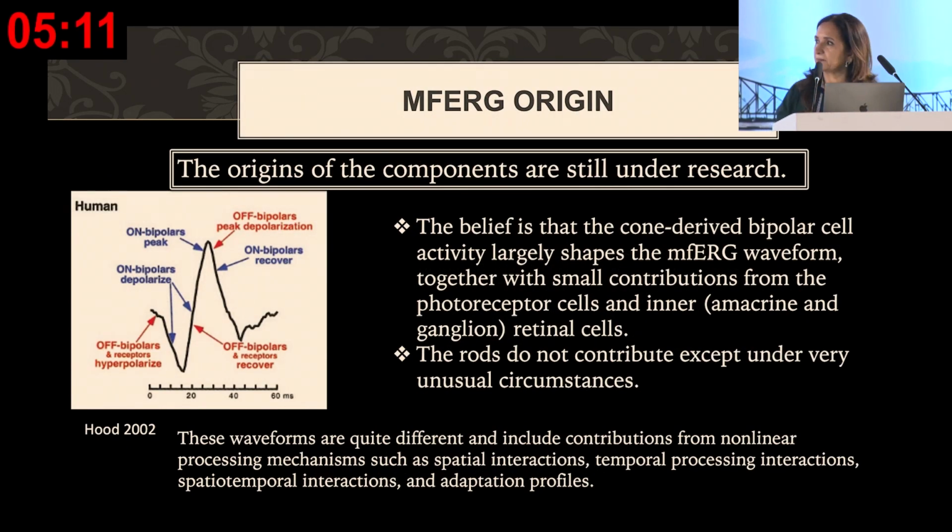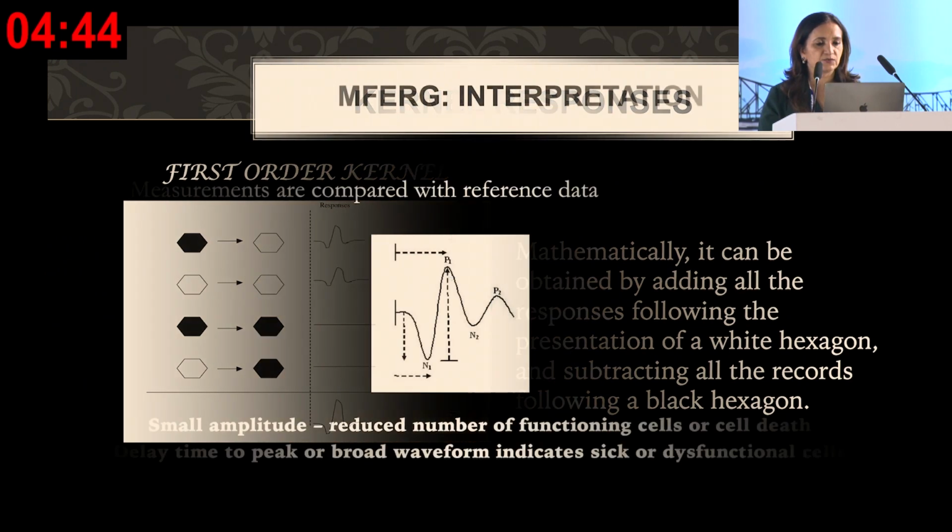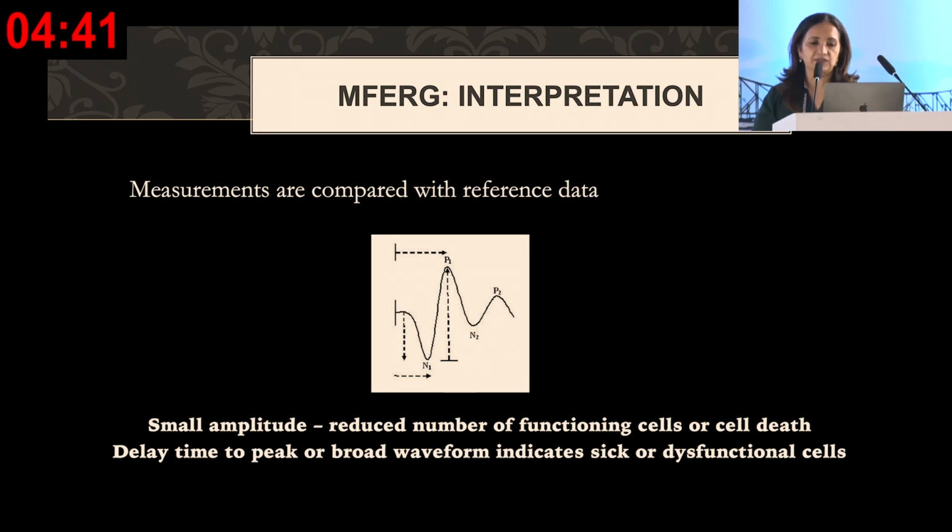The origin, ma'am had told us briefly as to the origin of these waveforms. So largely it is cone driven. It is similar to the full field ERG, but not same. So the negative deflection is the N1 wave, and that is similar to the cone driven system. And the B wave or the P1 is similar to the cone bipolar cells. So this is, as I said, not a true response, but a mathematical extraction. So without taking you too much into detail, the interpretation of the multifocal ERG.